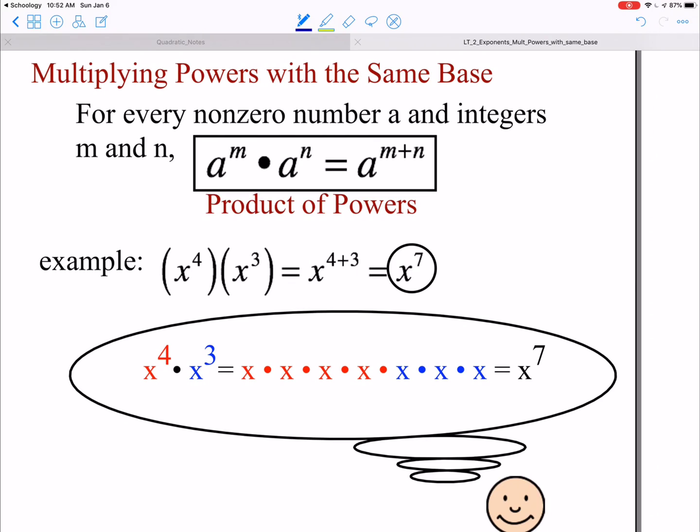For every non-zero number a and integers m and n, if I do a to the m times a to the n, you will notice you have the same base, so what you can do with the exponents is add them, m plus n. For example, x to the fourth times x to the third is x to the 4 plus 3, which is x to the 7th. And here is why. X to the fourth times x to the third means that I have 4 x's multiplied by 3 x's, giving me 7 x's in total. That's why you get to just add the exponents.